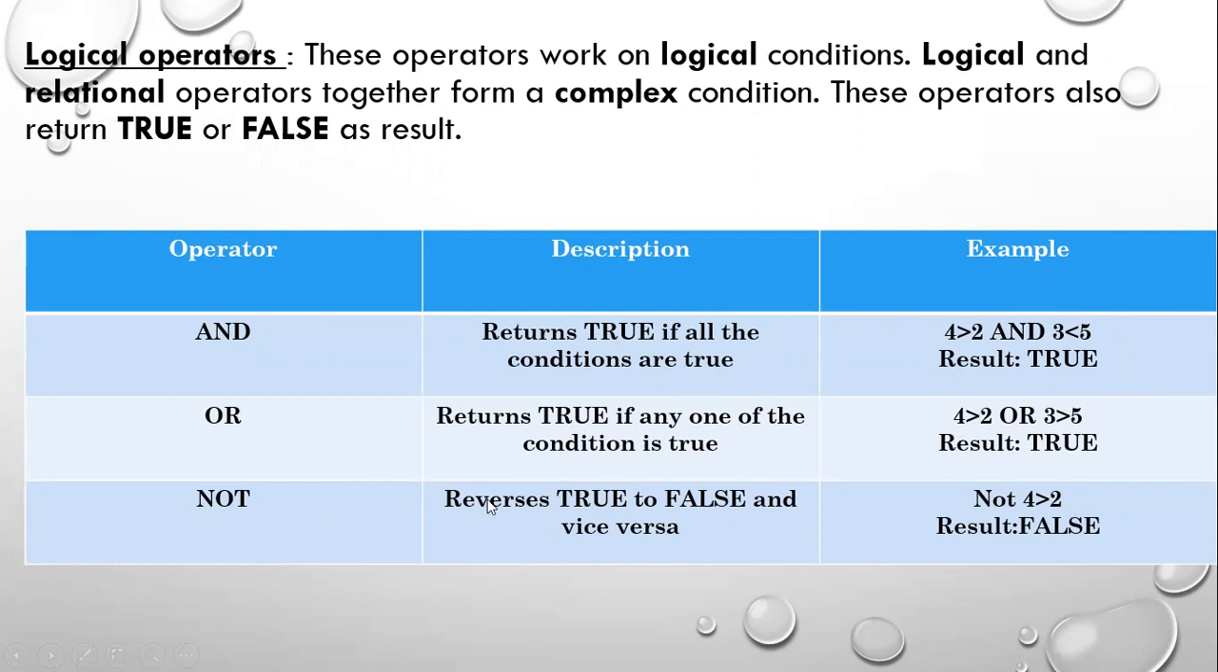And the last one you see is the NOT operator. That operator will show the reverse of true and false, and vice versa. So NOT 4 greater than 2? The answer will be false. This will reverse whatever answer you get. So these are the three major operators: arithmetic operators, relational operators, and logical operators.